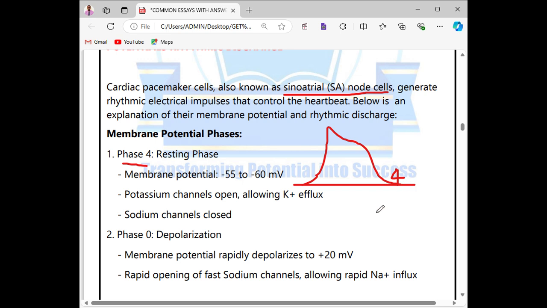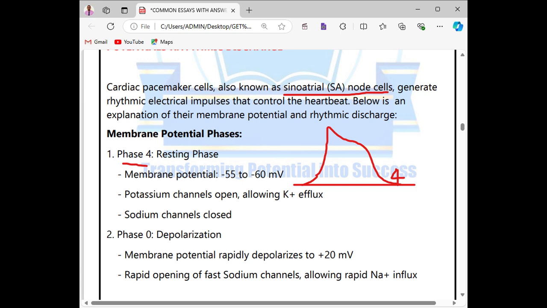On phase 4, the membrane potential, remember, is negative 55 to negative 60. That is the membrane potential of the cardiac pacemaker cells. Here what happens is that the potassium channels are open, allowing potassium efflux, and the sodium channels are closed. For the heart, if you put negative 90, it will be incorrect.